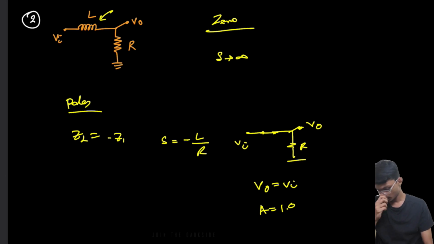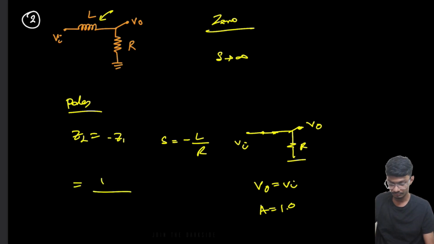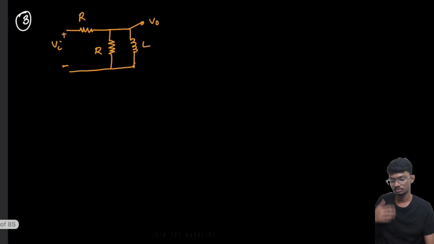So what we will get? Basically 1 divided by 1 plus s L by R. This is the transfer function. Now let's go to the next one.